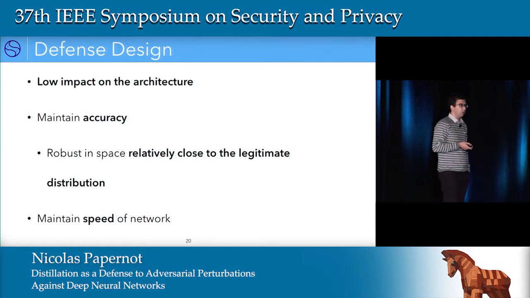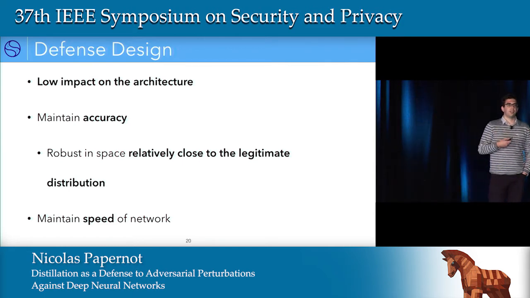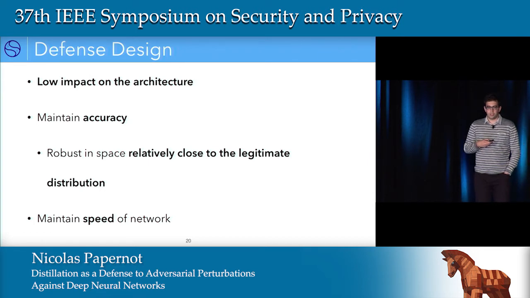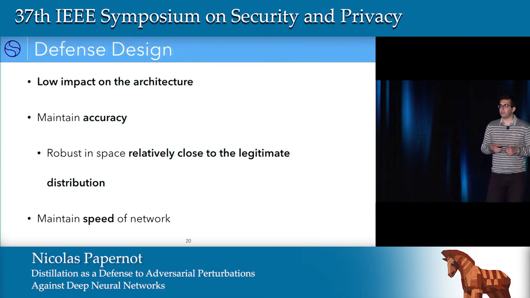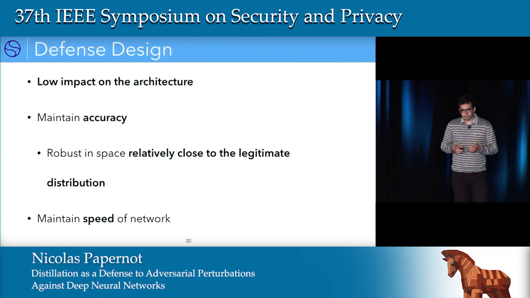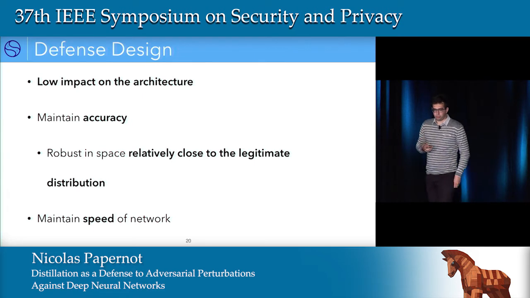We want to do this with a low impact on the architecture so that the solution can be easily deployed in existing systems. We need to maintain accuracy because otherwise the model becomes useless. Related to this, we have to achieve robustness in something that is close to the legitimate expected distribution, or else you could imagine this constant classifier where the decision boundary is to infinity, which would be perfectly robust. And finally, we have to maintain the speed of networks because neural networks are widely used in the industry because they're able to make predictions at test time very quickly, so we don't want to degrade that.